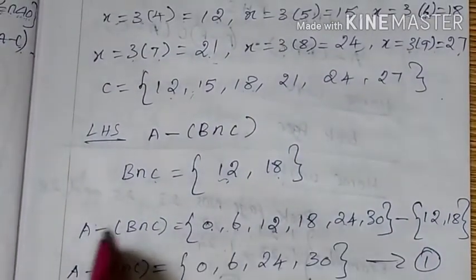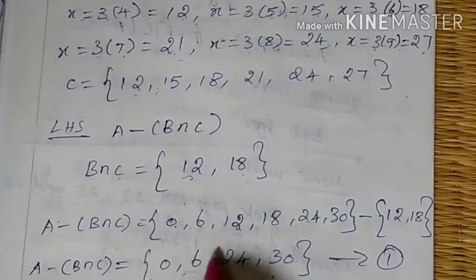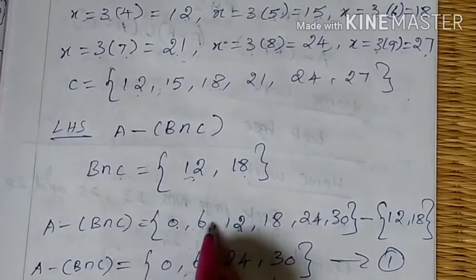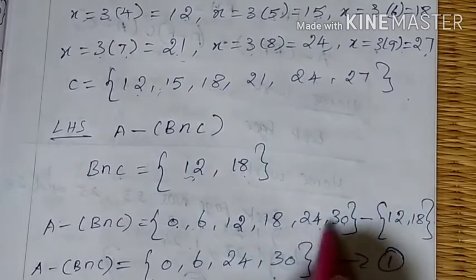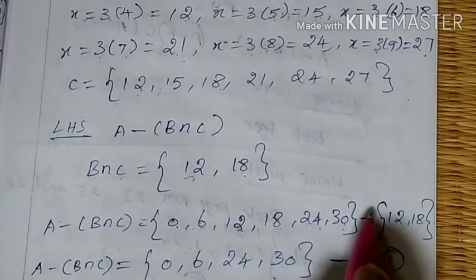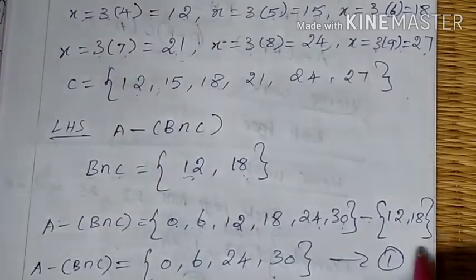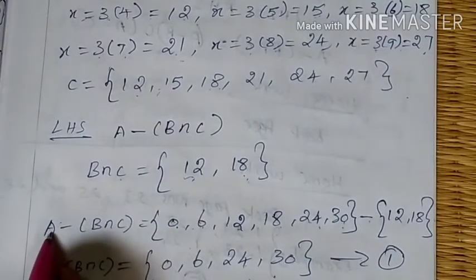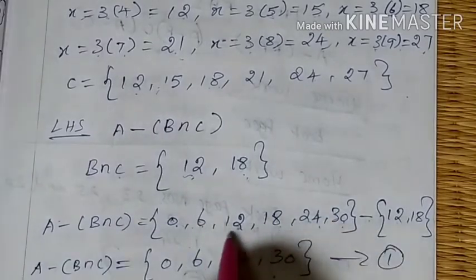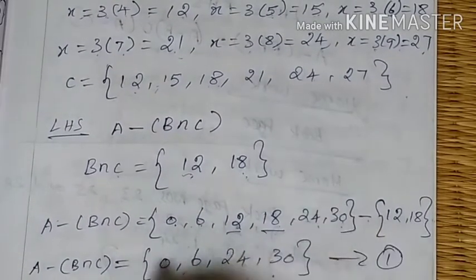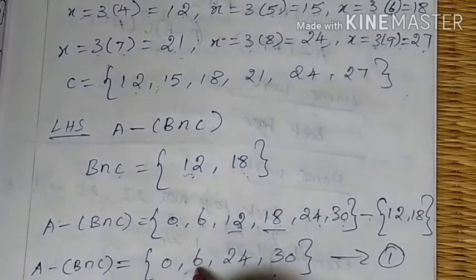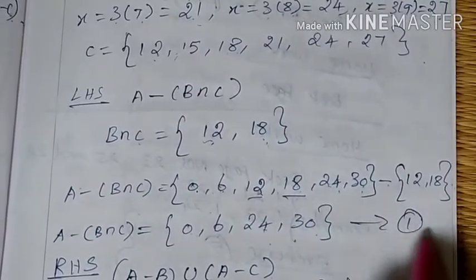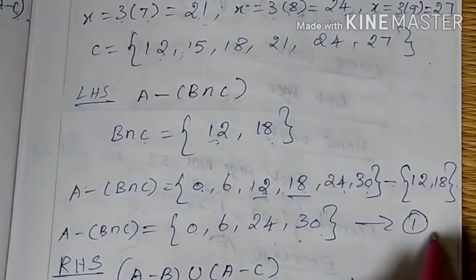Next to find A difference (B intersection C). This is for the A value. So already we found 0, 6, 12, 18, 24, 30. A difference (B intersection C), where the answer for B intersection C is 12, 18. So omitting the B intersection C values from A, omitting these values 12 and 18, the remaining numbers are 0, 6, 24, 30. Have you understood? This is our first result, the LHS result.